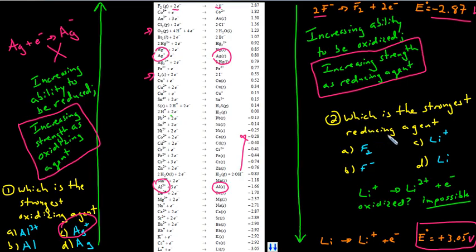So what is a stronger reducing agent? Fluorine, fluoride, lithium ion, or lithium. Which of these is the strongest reducing agent? Well, we know that as we go down, we have increasing strength as a reducing agent, but which of these is strongest? Lithium ion or lithium solid?